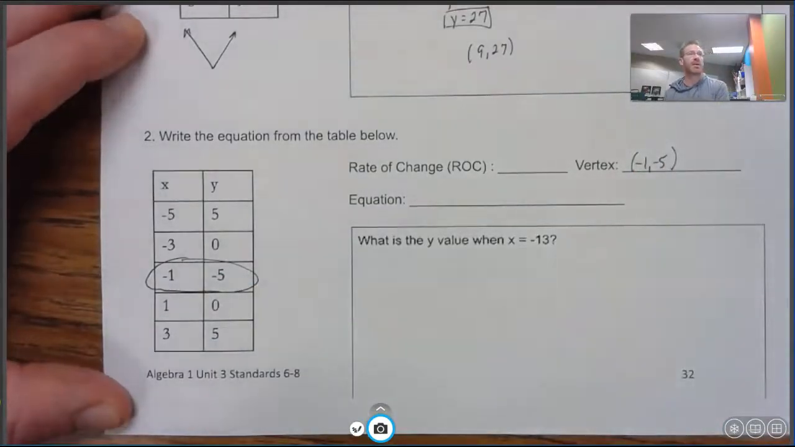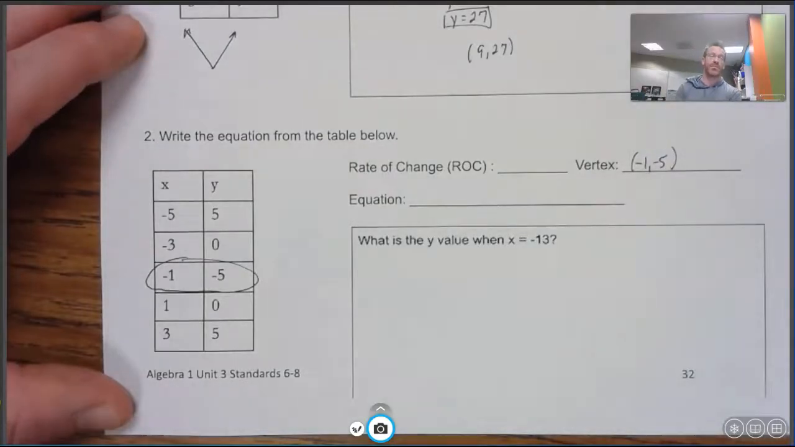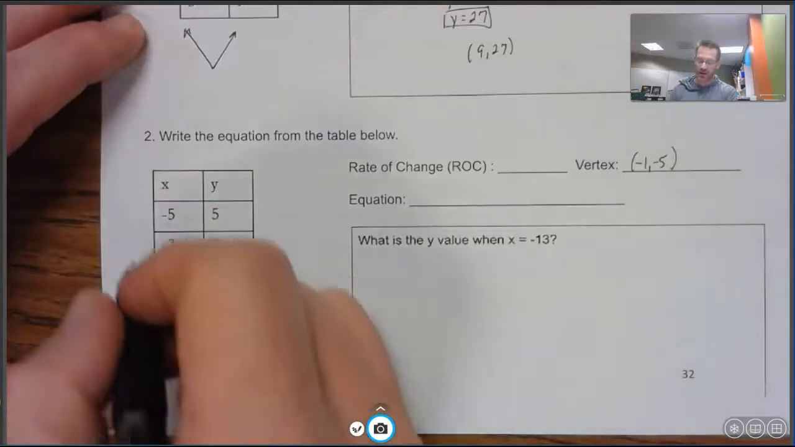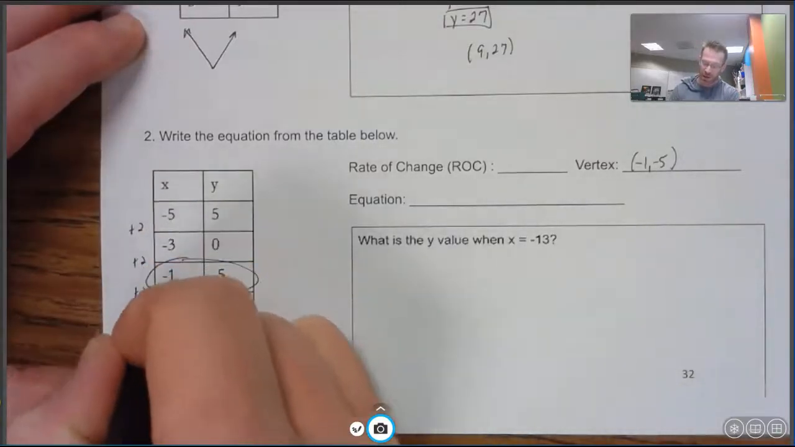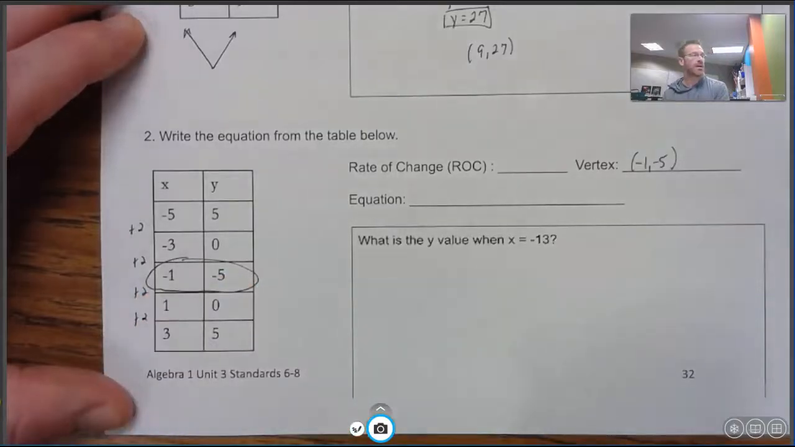Now what I want to do is look at my rates of change. Do I have an absolute value or a quadratic? If I have a constant rate of change in both directions, it's absolute value. If not, it's a quadratic. Looking at my x values, I have to pay attention because they are increasing by 2 each time. Remember, rate of change is change in y to change in x, so consider both sides of your table.